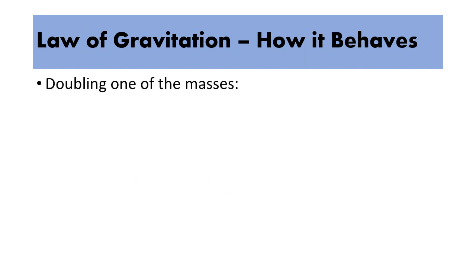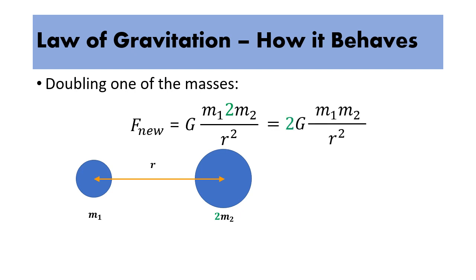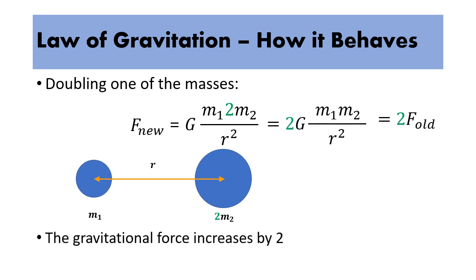We'll now look at the effect of doubling one of the masses. We start with the original formulation from the previous slide. If we then double the mass of the second object, it will double the original magnitude of the force. So the gravitational force increases by a factor of 2.